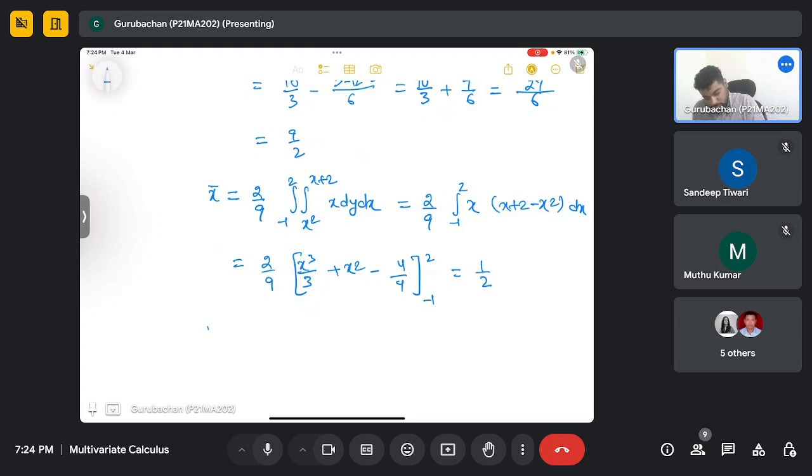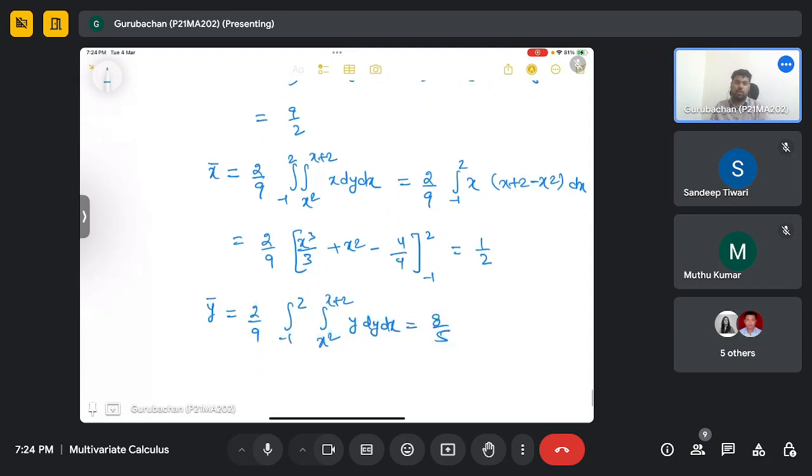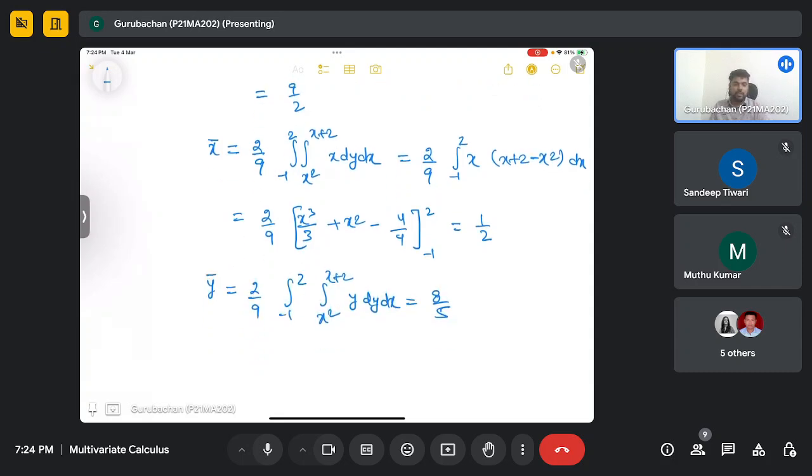In a similar way, y bar will give us 2 by 9 times the integral from minus 1 to 2, x square to x plus 2, of y dy dx, and this will give us the value 8 by 5. Okay, so this will be our center of gravity for this particular problem.